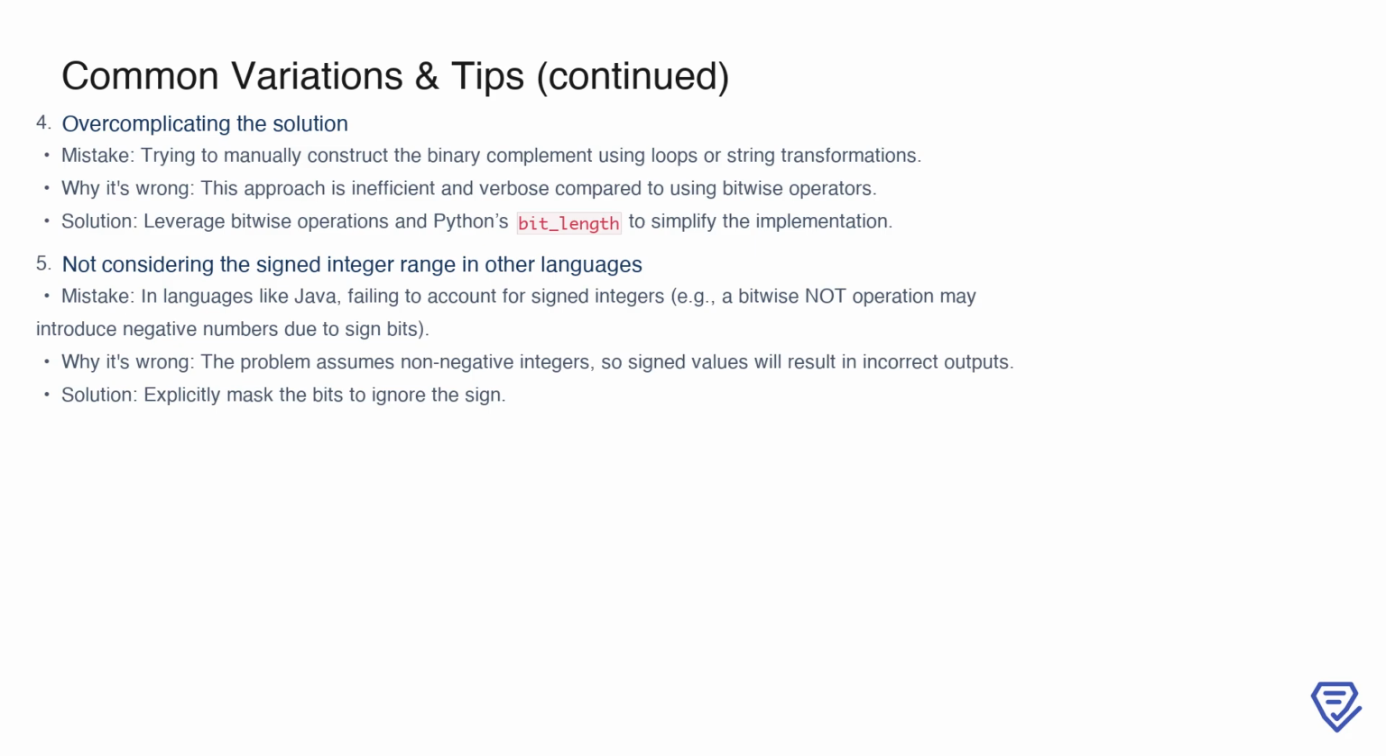Additionally, for those working in languages like Java, it's crucial to account for signed integers. In such languages, a bitwise NOT operation can introduce negative numbers due to the sign bit, which is not aligned with the problem's assumption of non-negative integers. To address this, masking the bits appropriately ensures we ignore the sign, leading to a correct solution. By avoiding these pitfalls, you can ensure your implementation is both efficient and accurate.